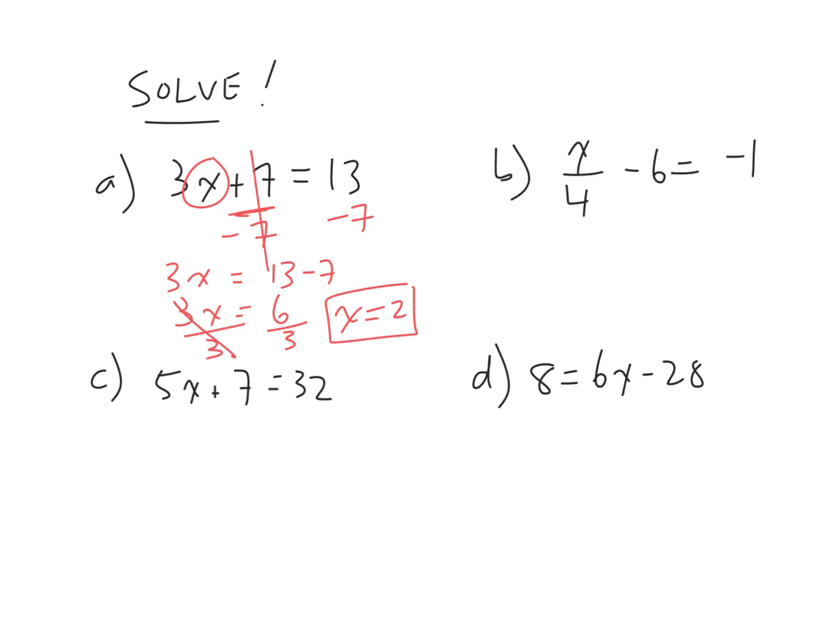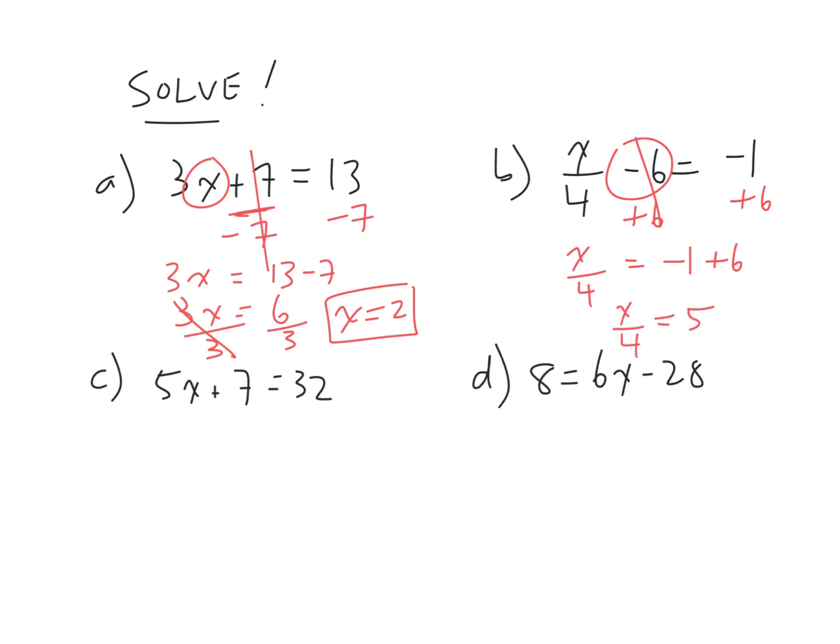And then B, we have x is having 6 subtracted from it. So let's add 6 to both sides to fix that. So you get x over 4 equals -1 plus 6. -1 plus 6 is 5. So you're going to have x over 4 equals 5.